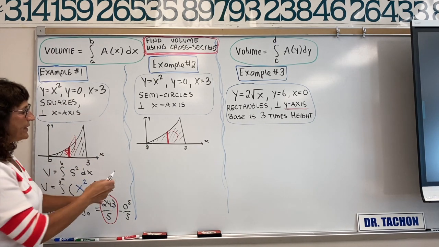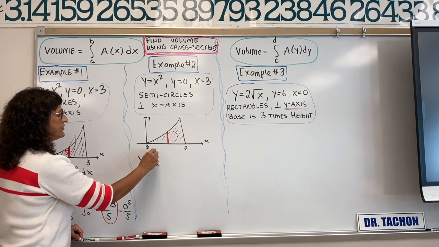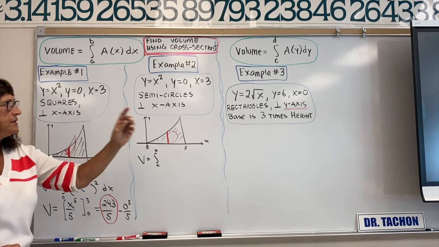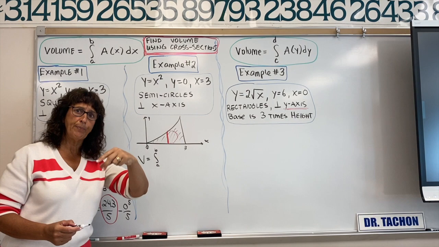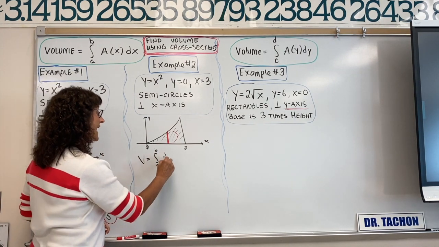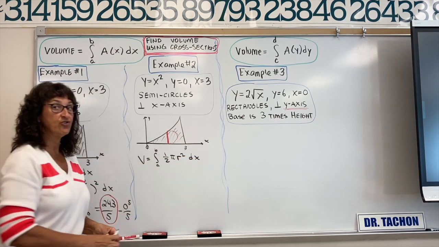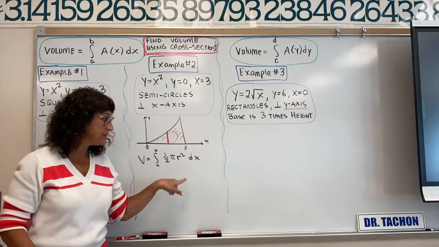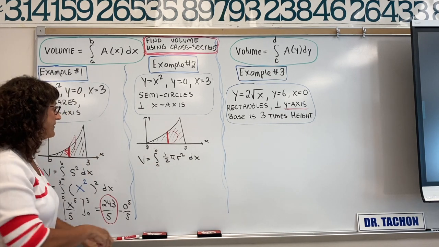You might be able to see what's going on here, but we want to find the volume. We're going to integrate from a to b the area formula. So what is the area of a semicircle? The area of a circle is pi times radius squared, so the area of a semicircle is half of pi times radius squared. We need to take the area of the semicircle formula and write the dimension in terms of x, in terms of the functions given to us.